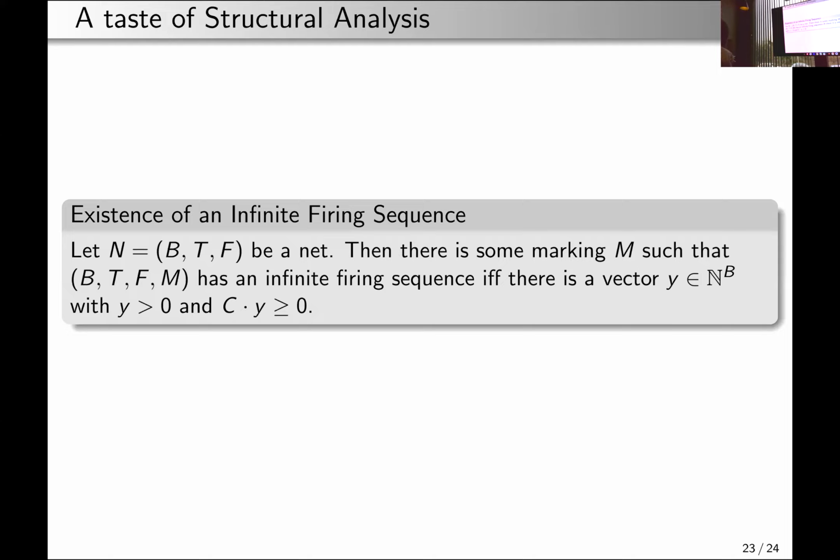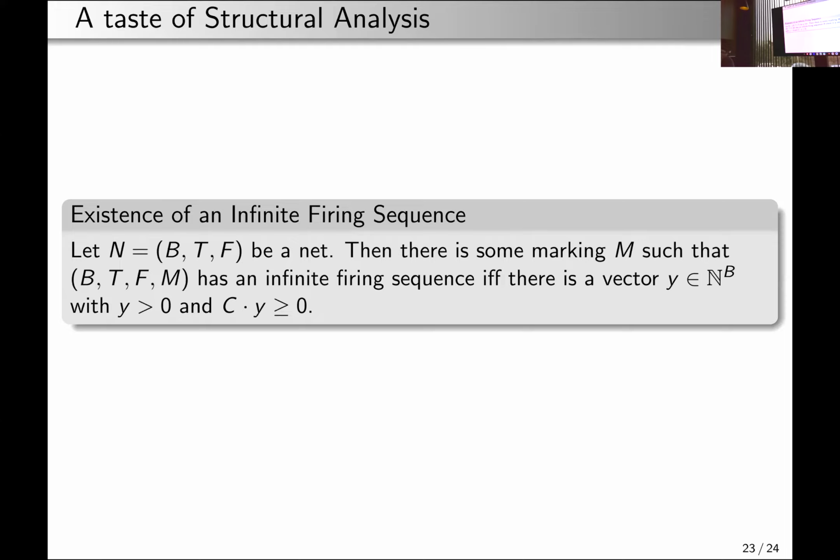It could be equal to 0, because then this would mean that after firing this sequence, I would end up exactly at the same marking. So if it's equal to 0, then this vector is actually called a T invariant. It corresponds to a loop in the system. Just like a firing sequence that returns to the same marking.